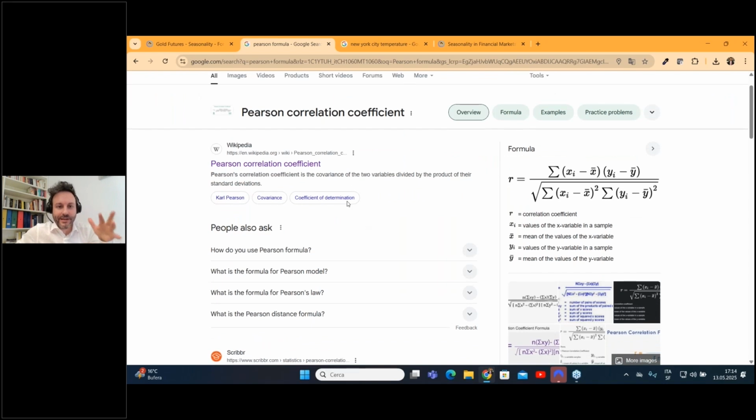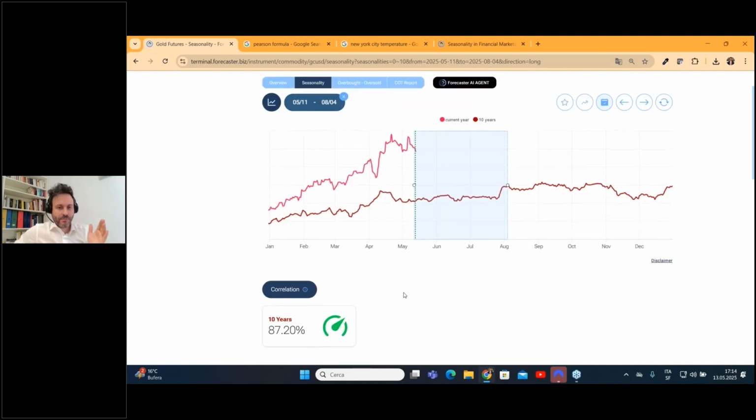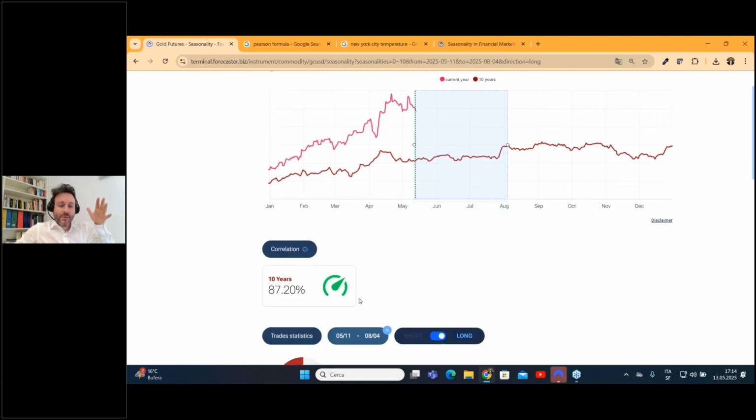Pearson formula, of course, if you would like to search, you can find everything online. If you would like to go deeper inside the formula, there is also a Wikipedia page, so you can have all the information you want. Very simple. We know, for example, with an 87% correlation between the current year and the 10-year seasonality, that we have a high correlation. It means they are moving very similarly because out of 100 days, 87 are moving exactly like in the past.